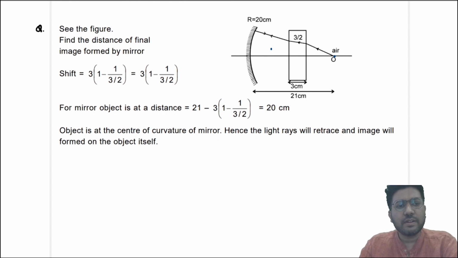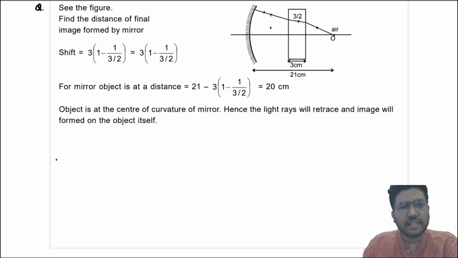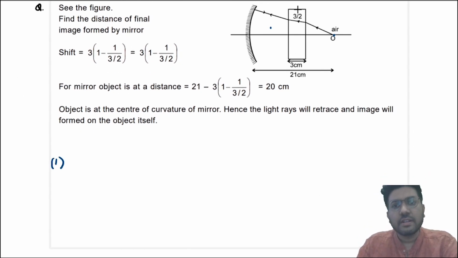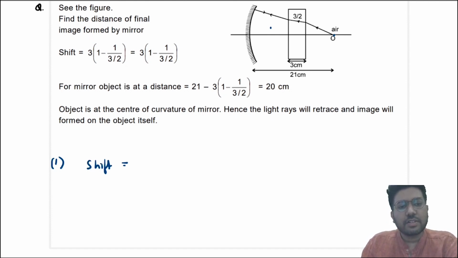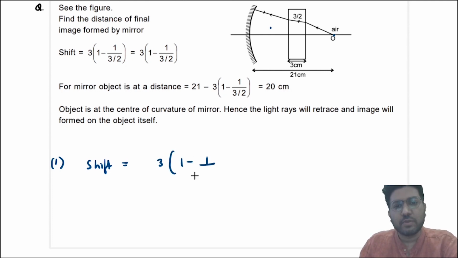Okay, so what will you do here is, see, first thing, you know that the shift from the slab is independent of the position of the slab or the object or the mirror, right? So shift first we will calculate. Shift is equal to t into 1 minus 1 by mu relative, with t as 3 centimeter. Mu relative is 3 by 2 because this side the refractive index is 1. So this will come out to be 1 centimeter. So the shift is 1 centimeter and the shift is positive.